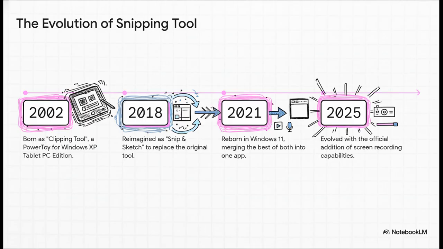It started way back in 2002 as this little niche clipping tool that was only for tablet PCs. Then for a few years, Microsoft kind of confused everyone by trying to replace it with a whole new app called Snip Sketch. Finally, with Windows 11, they brought it all back together, unifying everything under the original name, but packing it with modern features, including screen recording. It's been quite a ride.